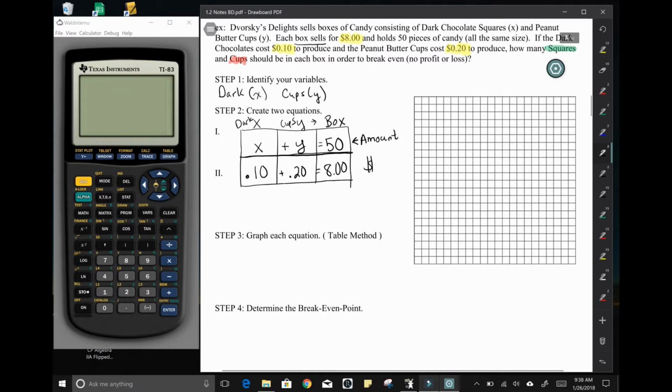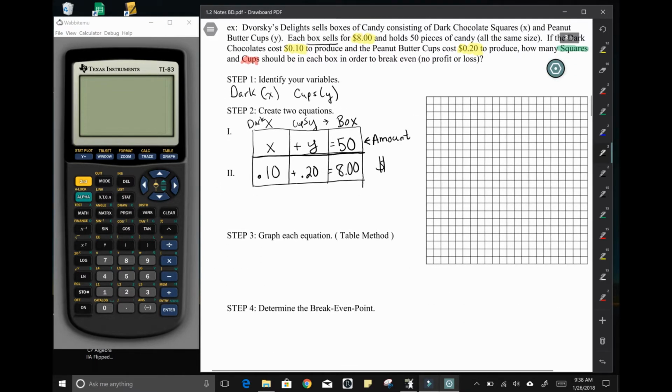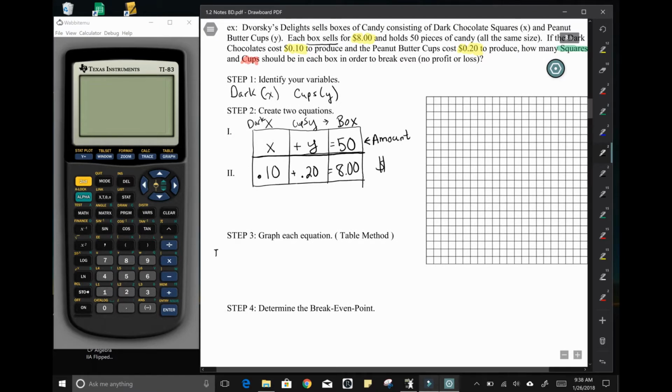Next, you want to graph them. And I recommend using the table method. So this is where it can be very nice and easy for you. Use the table method in that you want to find the x and y intercepts. So for equation 1, if you put in 0 for x, you end up getting 50. And if you plug in 0 for y, you end up getting 50. That's for the first equation.